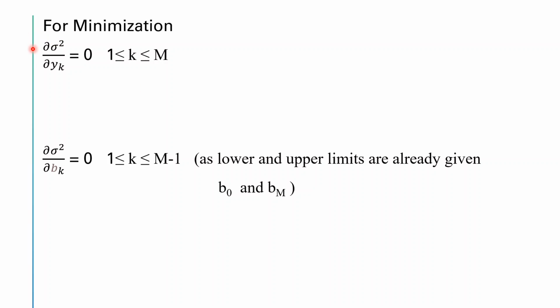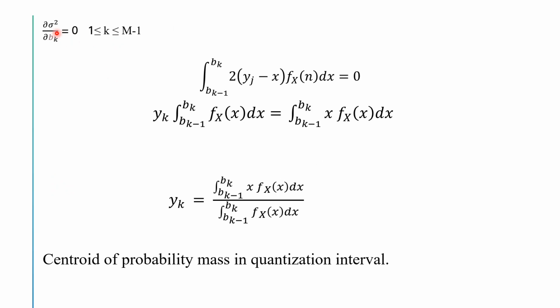The minimization problem goes as we differentiate with respect to yk, that is the output level, and with respect to bk, that is the input decision boundary. Differentiating with respect to bk, the summation resolves to bk only, because anything other than bk will be 0. So when we differentiate, we are left with this. After doing the minimization, we get to this.